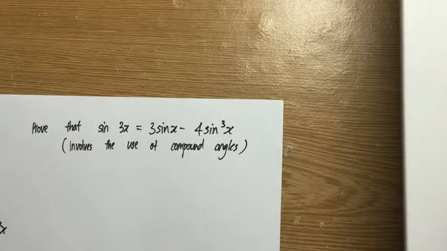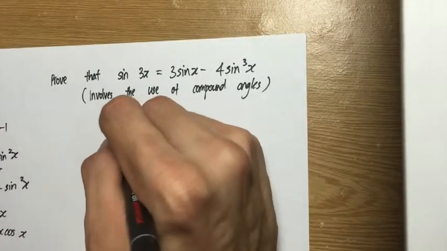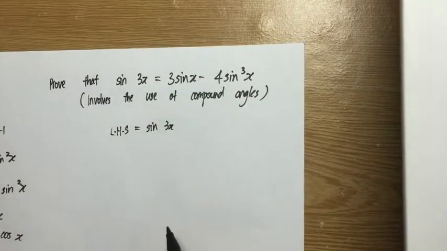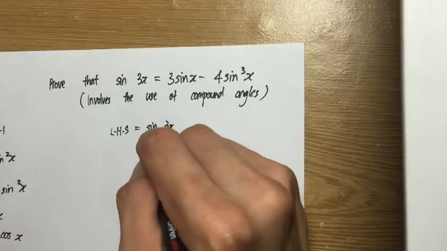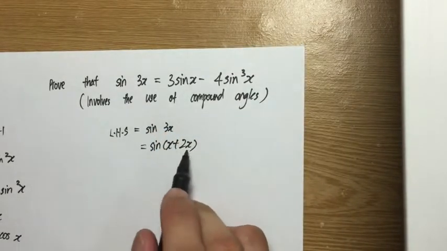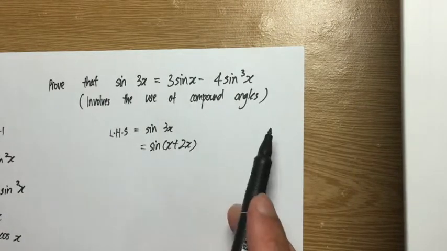For the first question on chapter 4.5, we have a question that is asking us to prove that sine 3x is an equivalent expression to 3 sine x minus 4 sine cube x. We start with the left hand side by writing left hand side equals sine 3x. From here, we break up sine 3x into sine of x plus 2x. By looking at this expression, we know that this question requires us to use compound angle formulas.